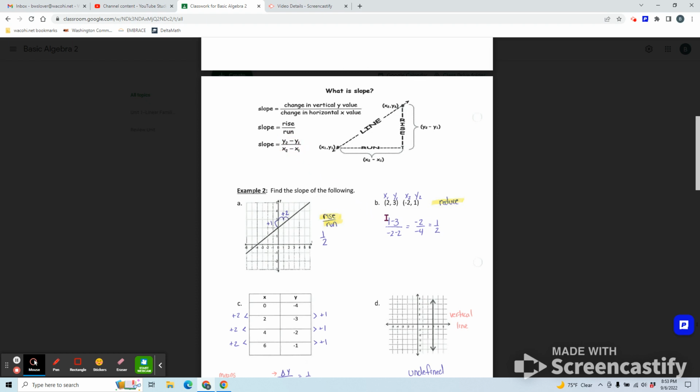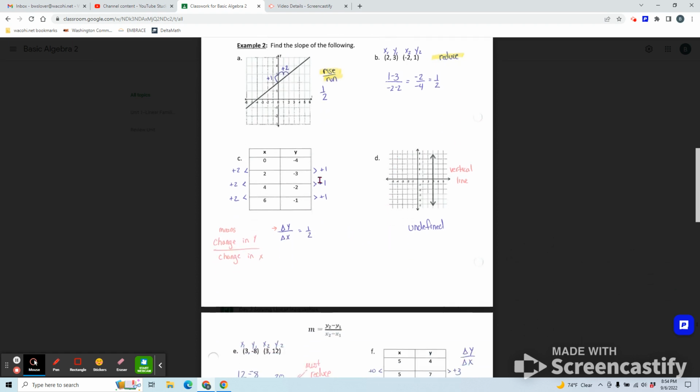So y2 is 1, minus y1, which is 3, over x2, which is negative 2, minus x1, which is 2. So I get 1 minus 3, which is negative 2 in the numerator, and negative 2 minus 2, which is negative 4 in the denominator. Here is a little reminder that I want you to reduce if possible. This one does reduce, and it's as simple as plugging negative 2 over negative 4 into your calculator. So it reduces to 1 over 2.